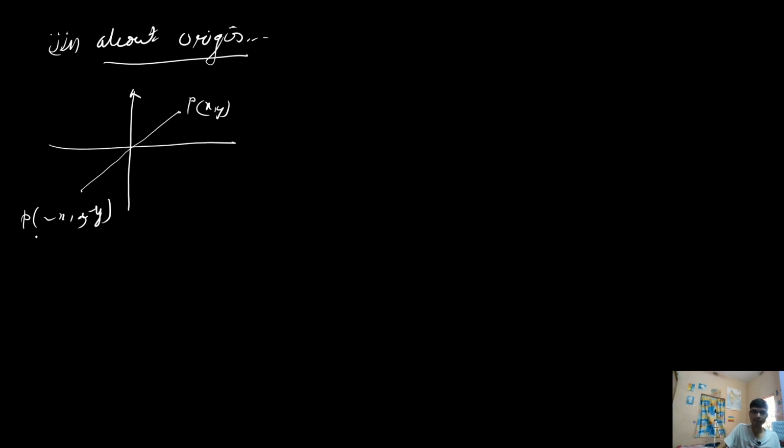Now if I study the origin, any point which is reflected, for example a point x comma y reflected about the origin, both the signs get changed. In this case the reflected point changes in both signs, that is, the sign of x also changes and the sign of y also changes.